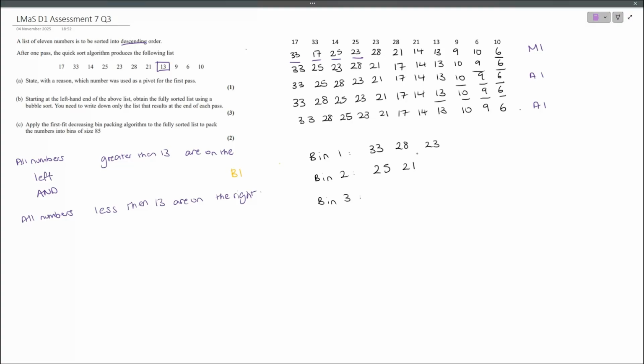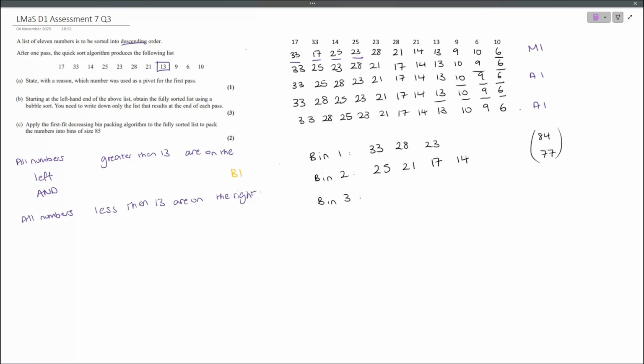Yes, it does. Does 17 fit into bin 1? No, it doesn't. Does 17 fit into bin 2? Yes, it does. Does 14 fit into bin 1? No, it doesn't. Does 14 fit into bin 2? Yes, it does. Just for now, we've currently got 84 in bin 1. We've got 77 in bin 2. So these are just a little note for ourselves.